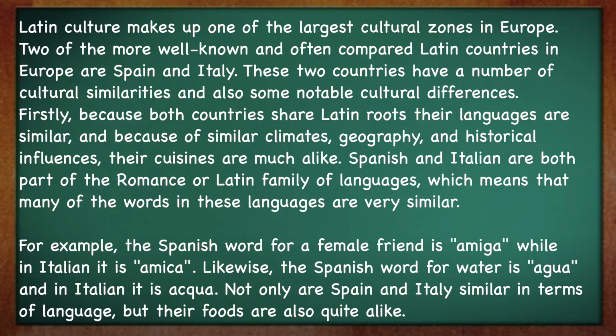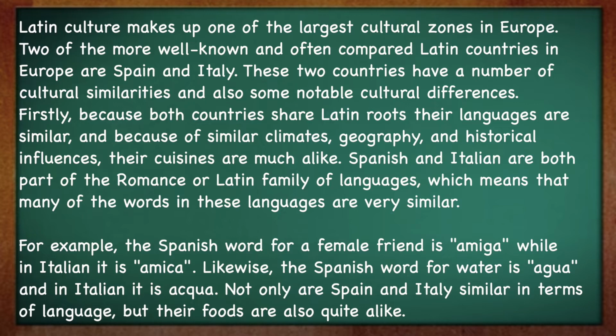Their languages are similar, and because of the similar climates, geography, and historical influences, their cuisine are much alike. Spanish and Italian are both part of the Romance or Latin family of languages, which means that many of the words in these languages are very similar. For example, the Spanish word for a female friend is amiga, while in Latin it is amica. Likewise, the Spanish word for water is agua, and in Italian it's acqua.